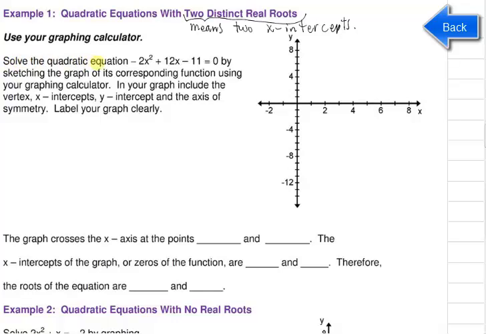You are asked to solve the quadratic equation negative 2x squared plus 12x minus 11 equals 0 by sketching the graph of its corresponding function using your graphing calculator. In your graph, include the vertex, x-intercepts, y-intercept, and the axis of symmetry, and label your graph clearly. So here's our equation, and by looking at it, if they would ask you to solve, you know you're looking for x because that's the only variable you have. But if we're going to solve by graphing, we need to write its corresponding function.